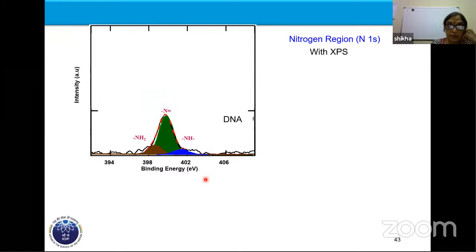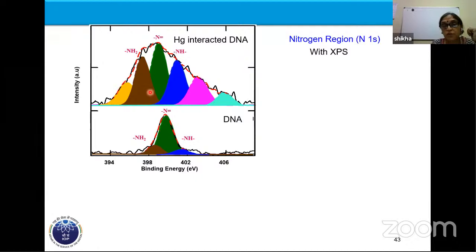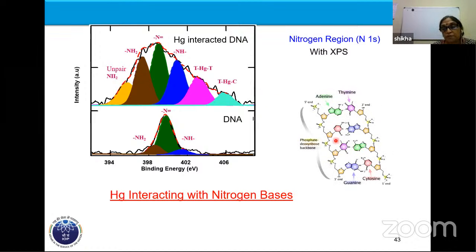But once we interact this with mercury, we see so many peaks. Of course, these 3 peaks are there, which were related to DNA, but then we see a little peak here and 2 little peaks here. It turns out that this first one is due to the unpairing of NH2, because the nitrogen bonds are breaking apart. For example, these nitrogen bonds between this base and this base break up, and this leads to this feature. Whereas this and this, as we'll go ahead and see, get contributed by these kinds of compounds.